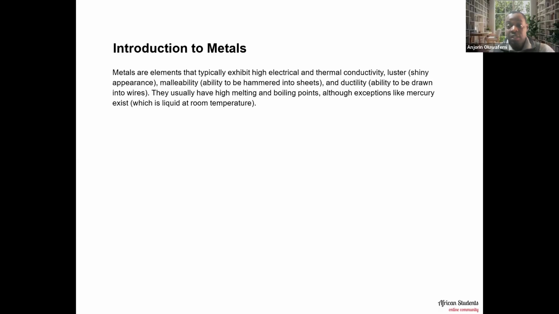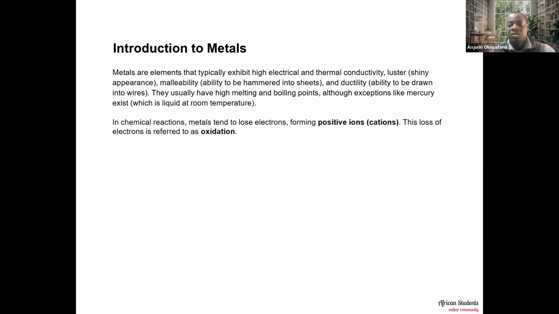Luster, the shining appearance, malleability, the ability to be hammered into sheets, and ductility, the ability to be drawn into wires. They usually have high melting and boiling points, although exceptions like mercury exist, which is liquid at room temperature. In chemical reactions, metals tend to lose electrons, forming positive ions, cations to be precise. This loss of electrons is referred to as oxidation.